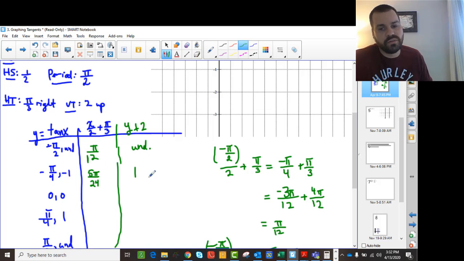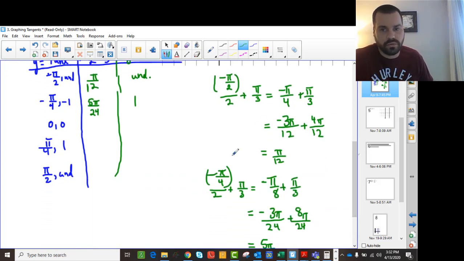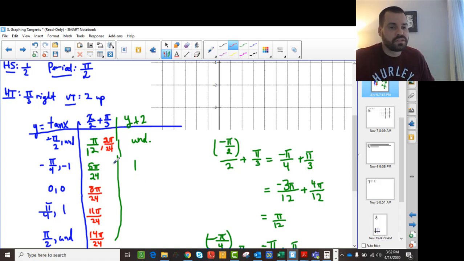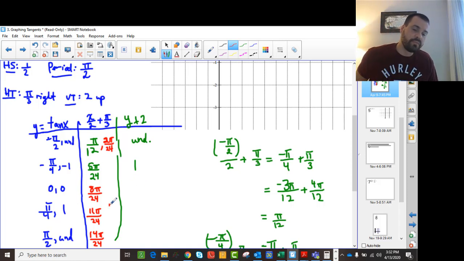Now you might say, okay, I don't want to do this every time. I don't want to have to go through this whole thing. I don't either. All right, what you'll notice is if I just write this as over 24, it'd be 2 pi over 24. So this is just jumping by 3 over 24. So the next one's going to be 8 pi over 24. Then it's going to be 11 pi over 24. And then finally, if you add 3 more, it's going to be 14 pi over 24. Okay, you can just jump by that same amount every time. So it saves me a little bit of time.